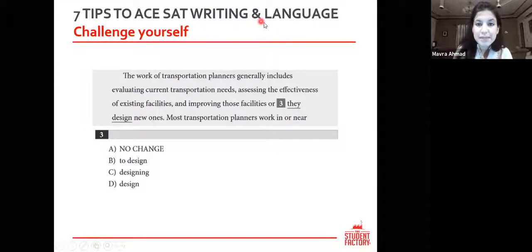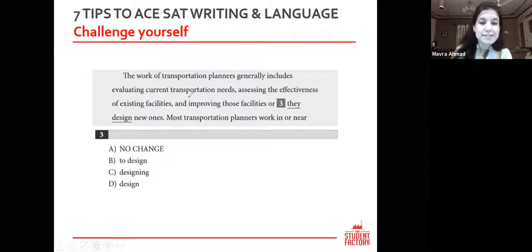अब इसमें हमारे पास क्या चीज है जो चेंज होने वाली है? They design. We need to change the underlined portion of the sentence, just like we did in the previous question. When there was an underlined portion, we replaced it with a new sentence. तो अब इस क्वेश्चन में हमें इस पोर्शन को चेंज करने के लिए the first option is that we let it be no change. Second option is to design. Instead of they design, we do to design. Third option is designing and D is design.